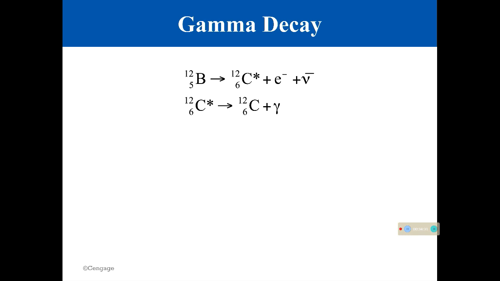That is beta decay, right? That top one right there is beta decay. But you'll notice the little asterisk by the C. Okay? Often when it undergoes radioactive decay, it's left in what's considered an excited energy state.